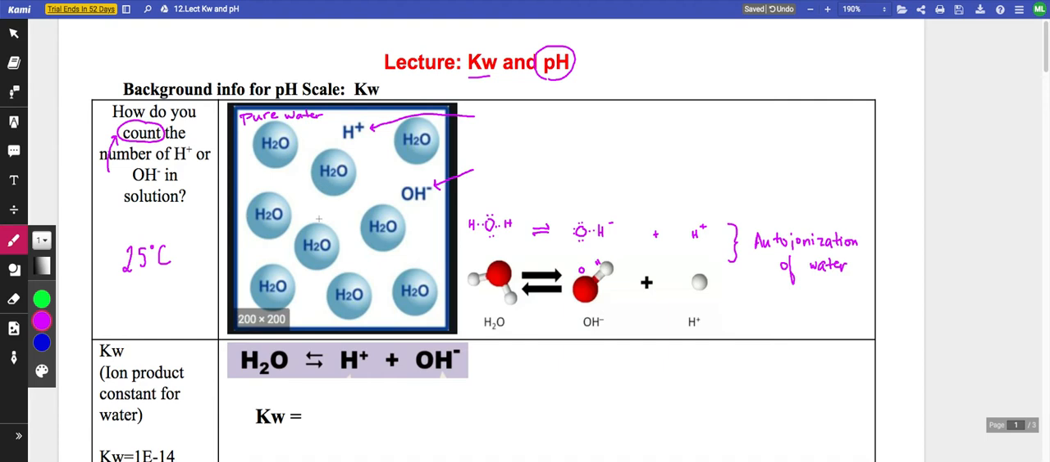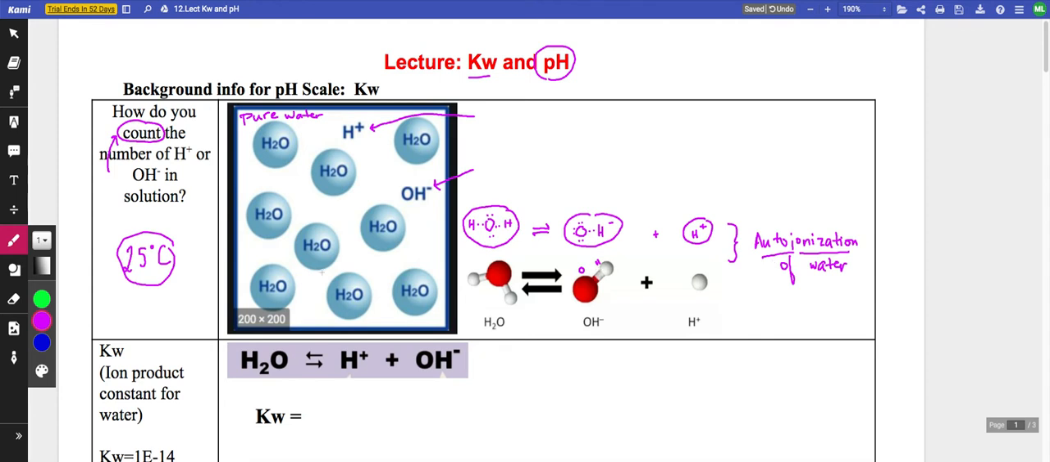Imagine this square as pure water. Imagine yourself holding a glass of pure water. If the temperature is 25 degrees Celsius, some of the water molecules will split apart. Here's the water molecule together. Here's the hydroxide, OH minus, that split from the H plus. And here's the drawing of the water splitting. Water will do this on its own. It is called auto-ionization, breaking apart on its own.